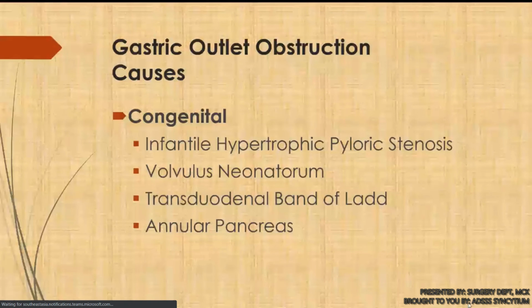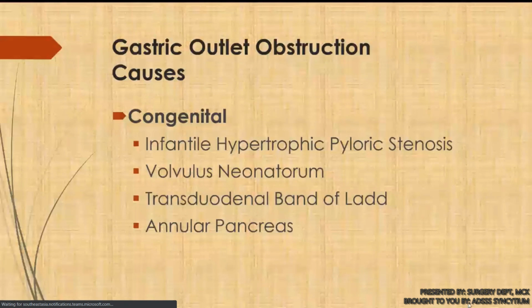Among the other causes, volvulus neonatorum is another cause which can give rise to gastric outlet obstruction. Then Ladd's band, another cause of obstruction, and annular pancreas. These are the congenital conditions which can give rise to gastric outlet obstruction. So, volvulus neonatorum means there is rotation of the gut.